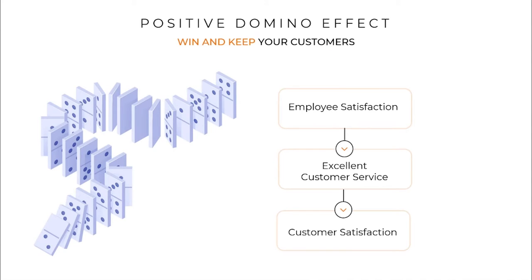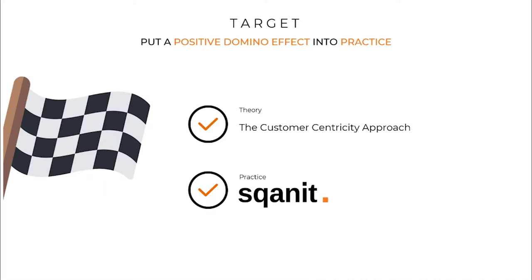But of course, you can also create a positive domino effect. Employee satisfaction leads to excellent customer service, and the result is customer satisfaction. The domino effect can go even further and translate into positive reviews and more sales. So the target is to start with employee satisfaction while putting your customer at the center of all decisions. In theory, this is referred to as a customer centricity approach. With sqanit, you can put this approach into action and make it reality.